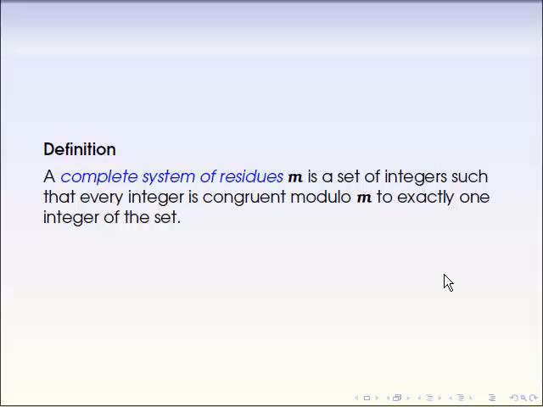And one thing is clear: to become a complete system of residues modulo m, it should contain only m integers, because it should be the same as 0 to m minus 1. Right? Okay, so these are the collection of definitions for this section.